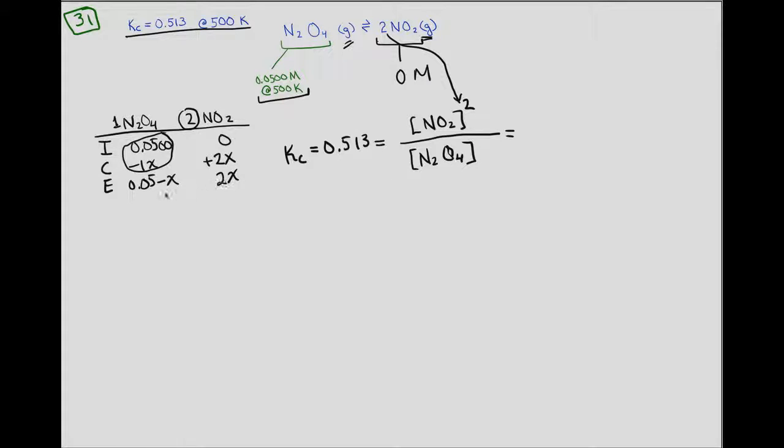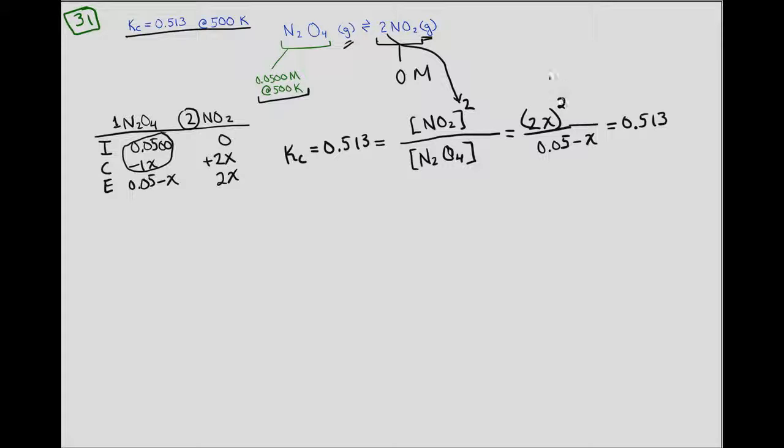Notice we don't actually have any values, but we do have these equations. So we're going to plug in the equations and work them out. So the equation for NO2 is 2x. So we're going to put 2x in parentheses, and we're going to square it. And then N2O4, which we get from here, is 0.05 minus x. And remember, that whole thing is equal to 0.513.